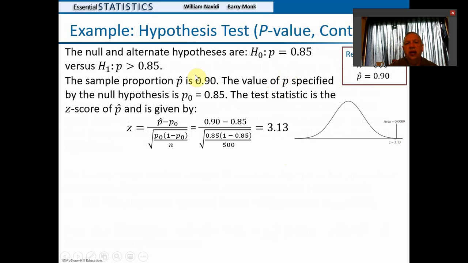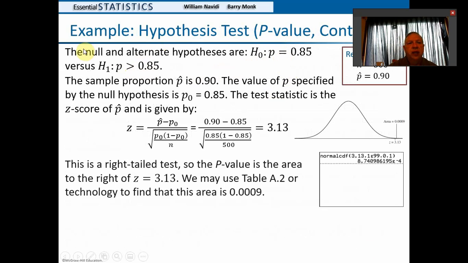So here's our null. We had p greater than 0.85 versus p less than or equal to 0.85. That equality is assigned to H0. Our alternative is H1. This tells us we're going to do a right tail test. The sample proportion p hat is 0.90. That was from our sample. Just because we have a sample, that doesn't mean the population proportion is greater than that, but it certainly supports that, but we want to make sure that we can't reject the possibility that we're close enough to 0.85.